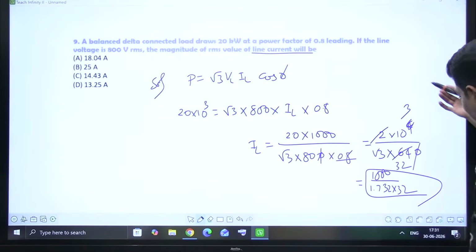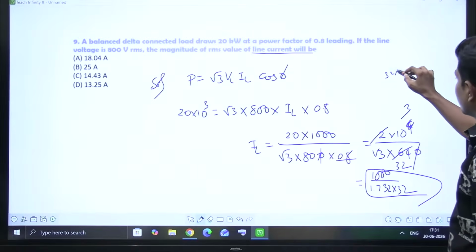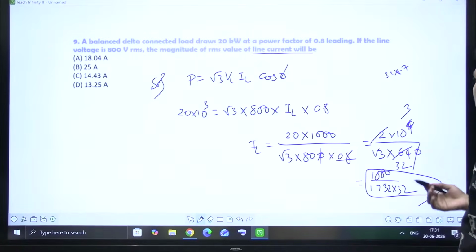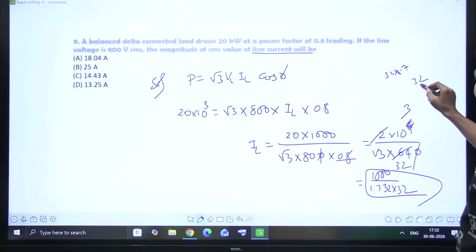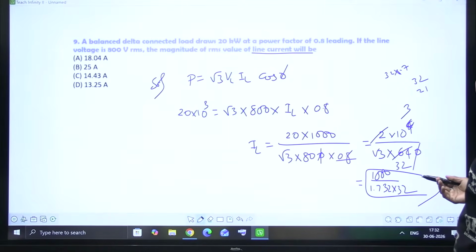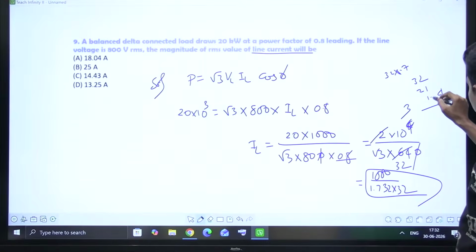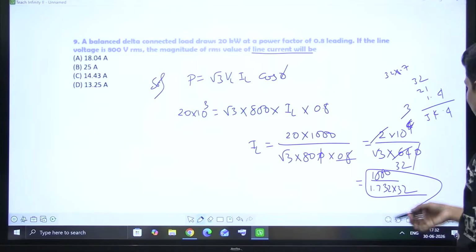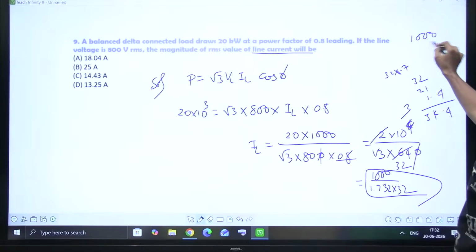So 32 into 1.7, almost 32 plus how much is it? 21 plus 1.4. Okay, how much is it? 2, 3, 4. 3 plus 2, 5, 54.4. Correct me if I'm wrong. Okay, 1000 divided by 54.4 something.